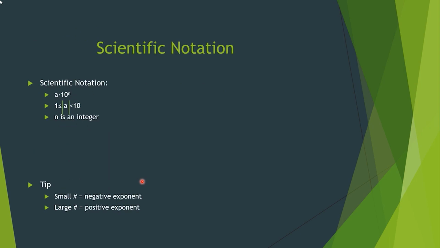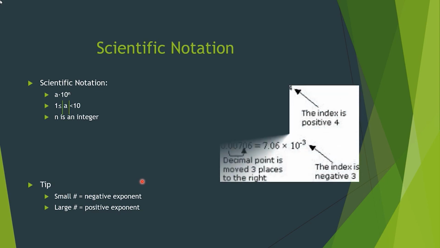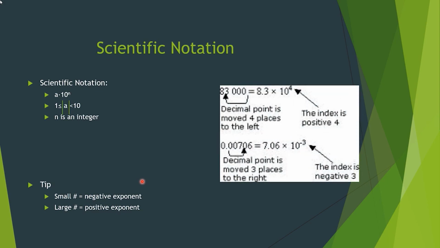Now let's look at some scientific notation. Scientific notation has exponents in it. Now a little tip. So what is scientific notation? Scientific notation is taking a number and putting it between 1 and 10. It can be equal to 1, but not equal to 10. And then you would multiply it by 10 raised to a certain power, and that power is an integer, which means it's either a positive or negative whole number.